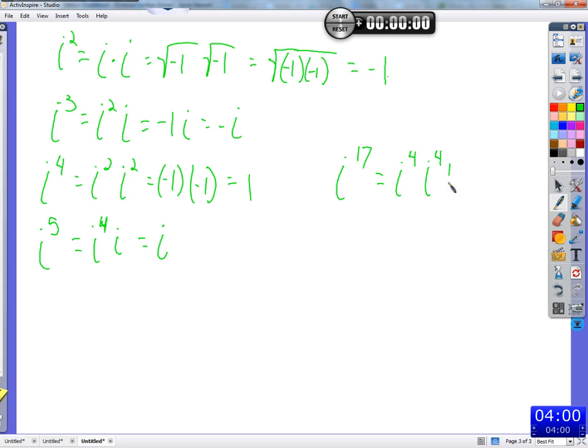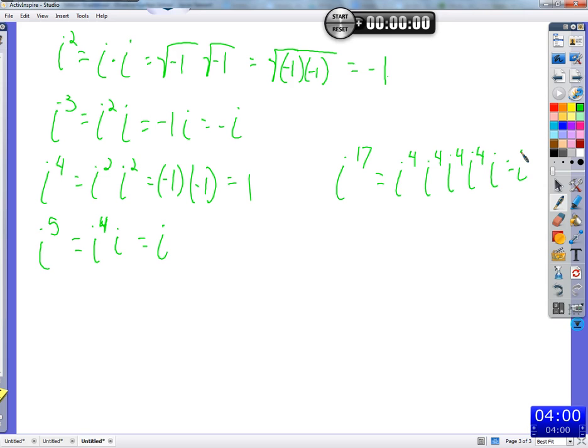times i to the fourth times i to the fourth times i to the fourth times i. Because we just add all these exponents together when we multiply, these things have the same base. So we have i to the 4th, to the 8th, to the 12th, to the 16th, and then one more is to the 17th. So what's i to the 4th? 1. 1 times 1 times 1 times 1 times i is just i.